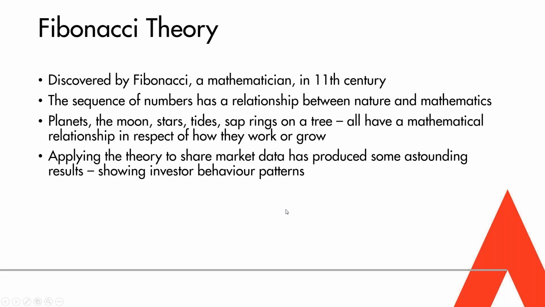Discovered by Fibonacci himself, a mathematician in the 11th century. It's a sequence of numbers that has a relationship between nature and mathematics. Planets, the moons, stars, tides, sap rings on a tree, they all have mathematical relationships in respect to how they work or grow. So it's found in nature, and as you're about to see, it has an interesting relationship to financial markets. Applying the theory to the share market data has produced some astounding results showing investor behavior patterns.